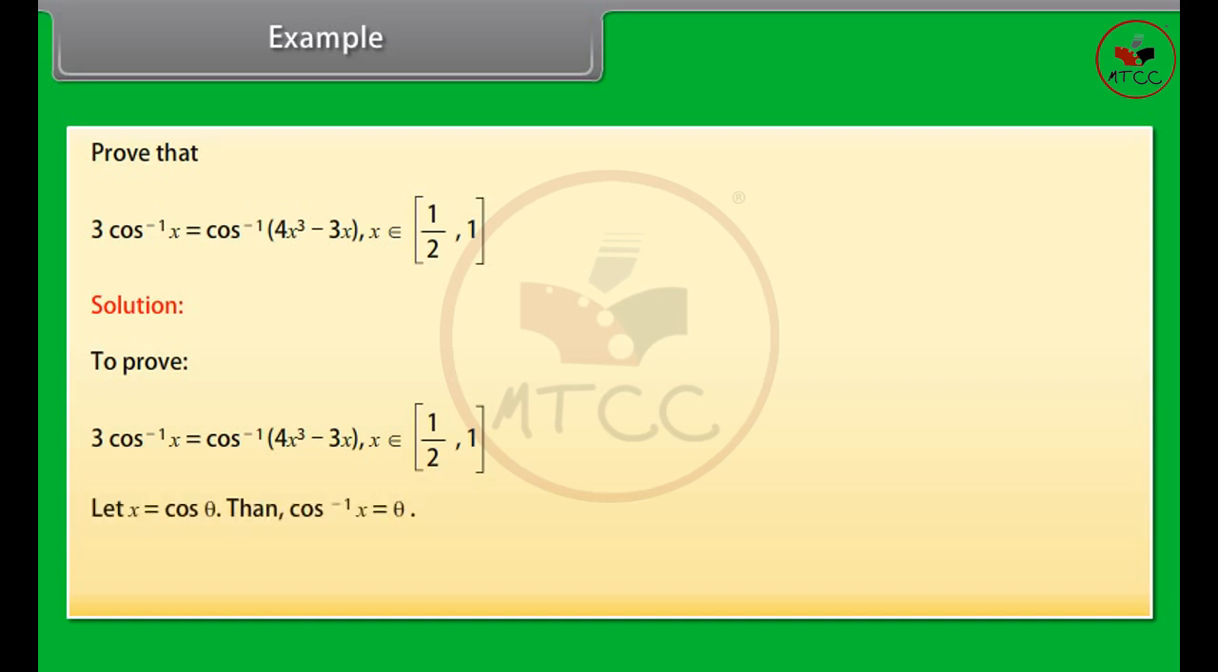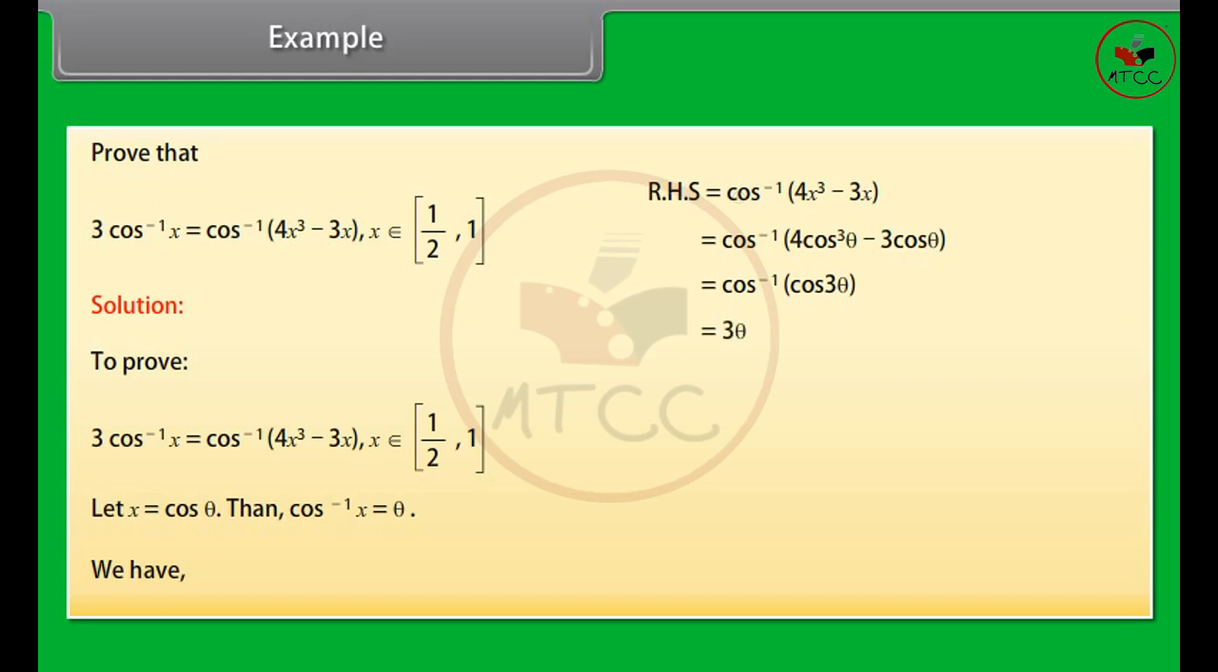Let x be equal to cos theta, then cos inverse x is equal to theta. We have right hand side equal to cos inverse 4x cube minus 3x, which is equal to cos inverse 4 cos cube theta minus 3 cos theta, which is equal to cos inverse cos 3 theta, which is equal to 3 theta, which is equal to 3 cos inverse x, which is equal to left hand side. Hence, 3 cos inverse x is equal to cos inverse 4x cube minus 3x, x belongs to 1 by 2, 1.